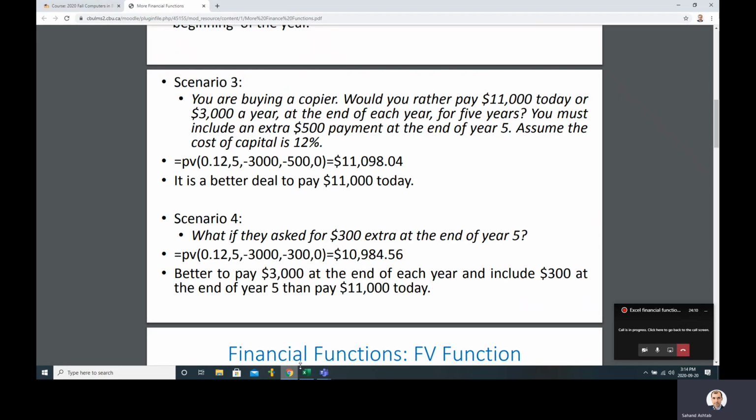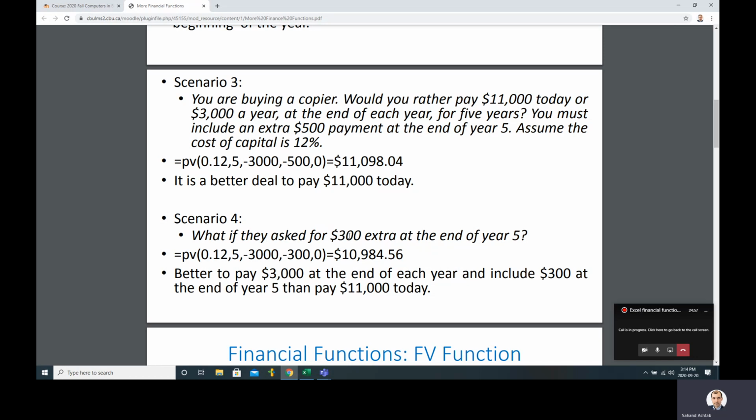So now the question becomes simple. Would you like to pay $11,000 today to buy this copier, or would you like to pay $10,984 to buy this copier? The answer is the second option. 10,984 is a better option, which in our example is, yes, I'm going to pay 5 $3,000 payments, each payment to be made at the end of each year at 12% cost of capital, and at the end, I will pay another $300. So as you see, all it takes is just a difference between 500 and 300, which is just $200, to make a completely different decision, given that these options are available.